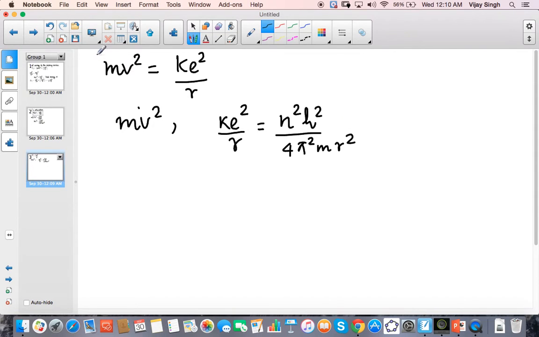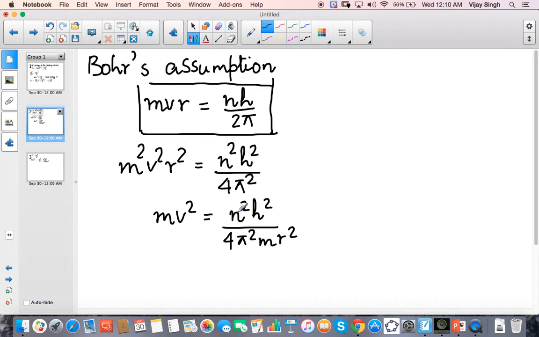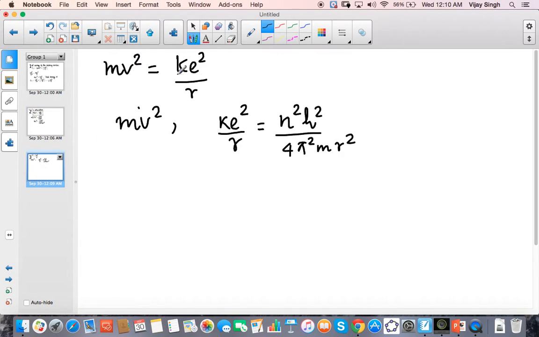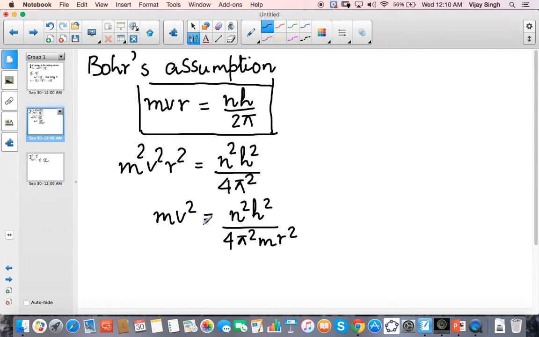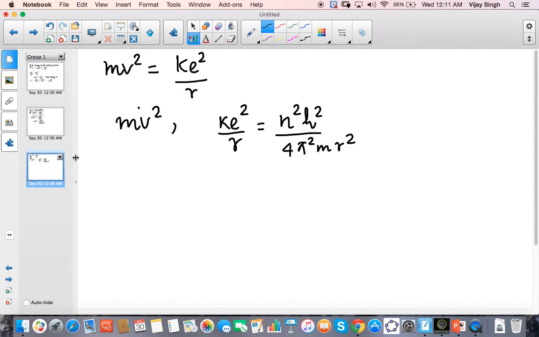Now what did we do actually? In the beginning we had mv squared is ke squared over r, and in the last equation we had mv squared is n squared h squared divided by 4 pi squared m r squared. What I did was we tried to equate both of them, and we got this particular expression: ke squared over r equals n squared h squared over 4 pi squared m r squared.